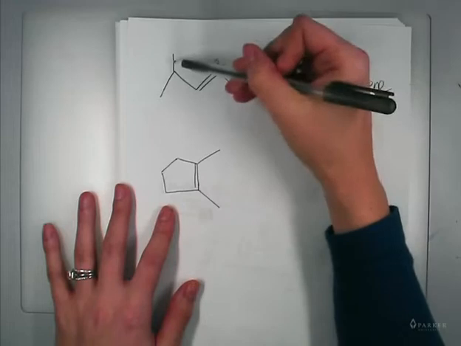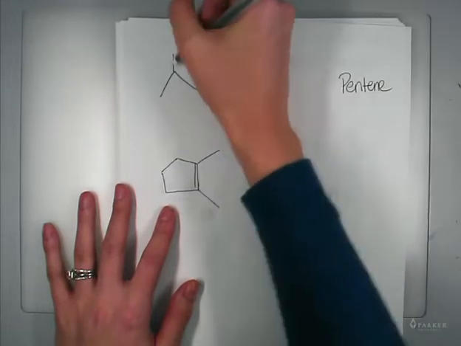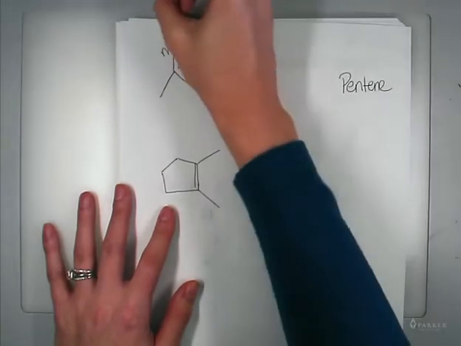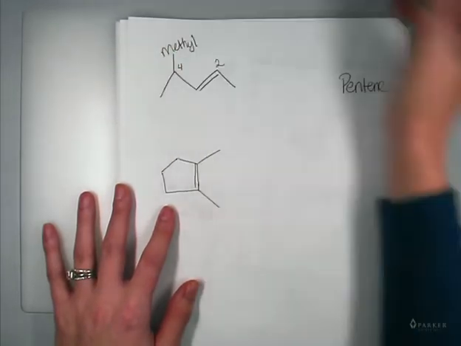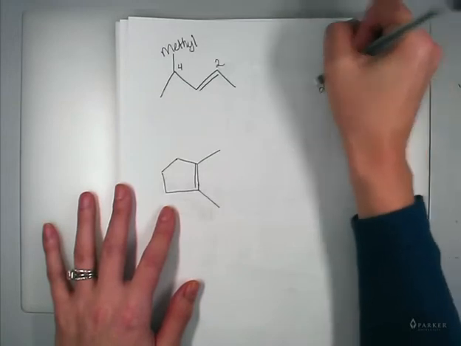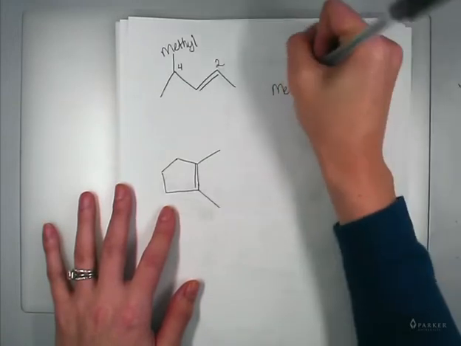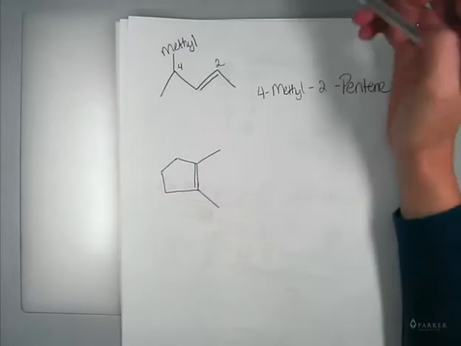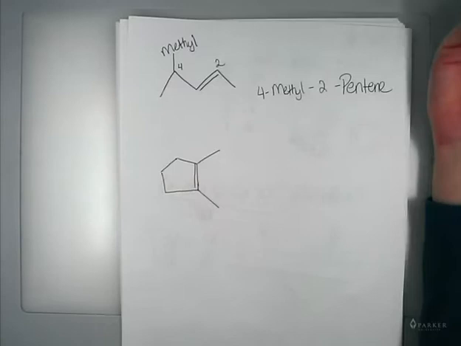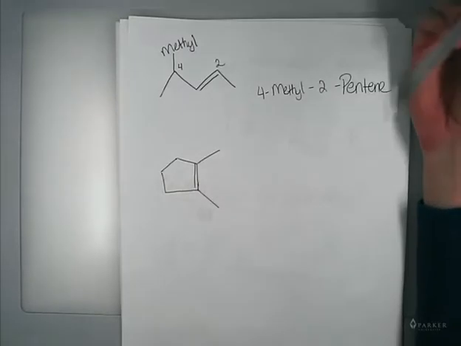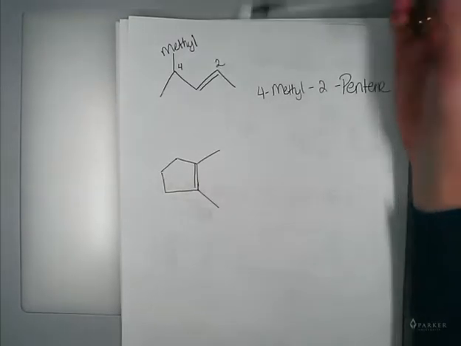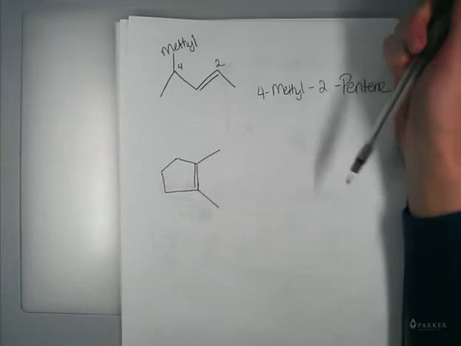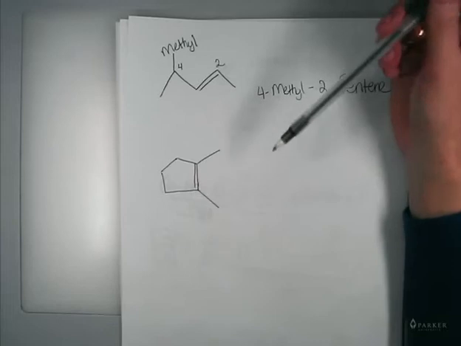So where is this branch? 4. And we call that branch methyl. So 2-pentene, 4-methyl. Now, can we decide if we could do cis-trans or E/Z? Okay, we'll just do E/Z. What would this be? E, which means opposite sides.